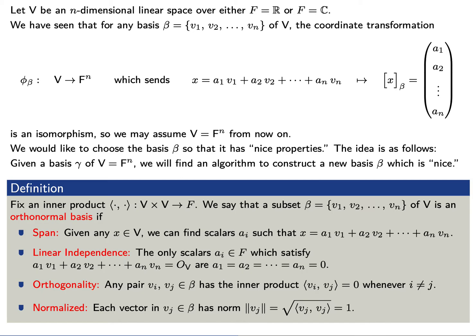Number one, beta should span V. Number two, beta should be a linearly independent set. Number three, beta should be an orthogonal set. That is, given any two vectors v_i and v_j in beta that are different from each other, the inner product of v_i with v_j should be zero as a scalar. And fourth, beta should be a normalized set. That is, given any vector v_j in beta, its norm, that is the square root of the inner product of v_j with itself, should be 1.